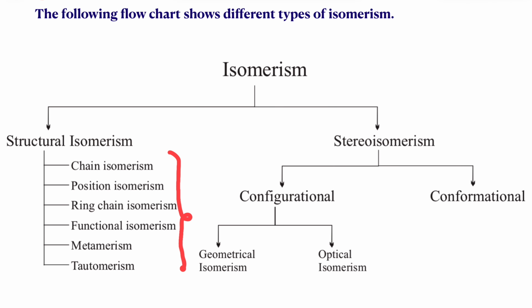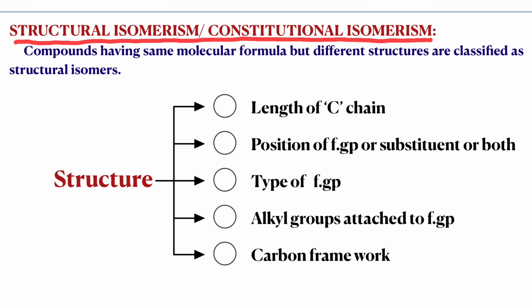Even though we have six different types of structural isomerism, at this point of time we cannot understand tautomerism and tautomers. Tautomerism can be discussed only after completion of general organic chemistry. So we are going to cover 5 types of structural isomers in this lecture: chain isomers, positional isomers, ring chain isomers, functional isomers, and metamers. Structural isomerism is also known as constitutional isomerism. So first let us take the exact definition of structural isomers.